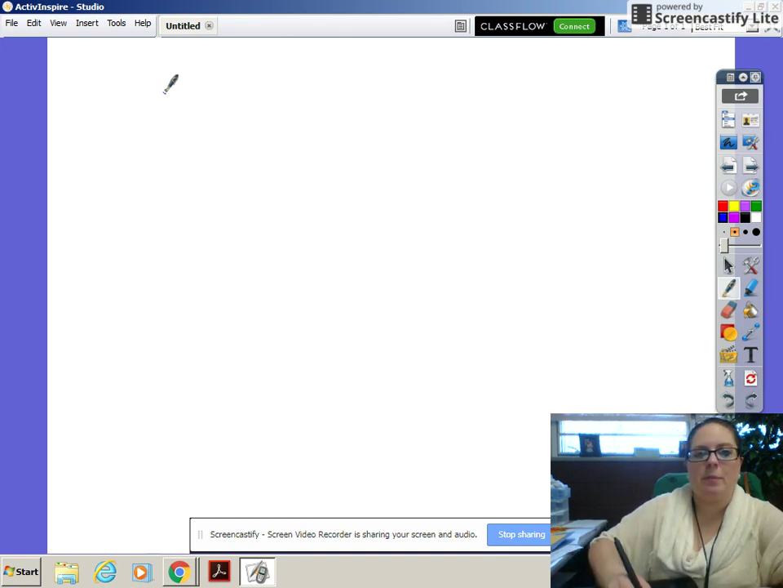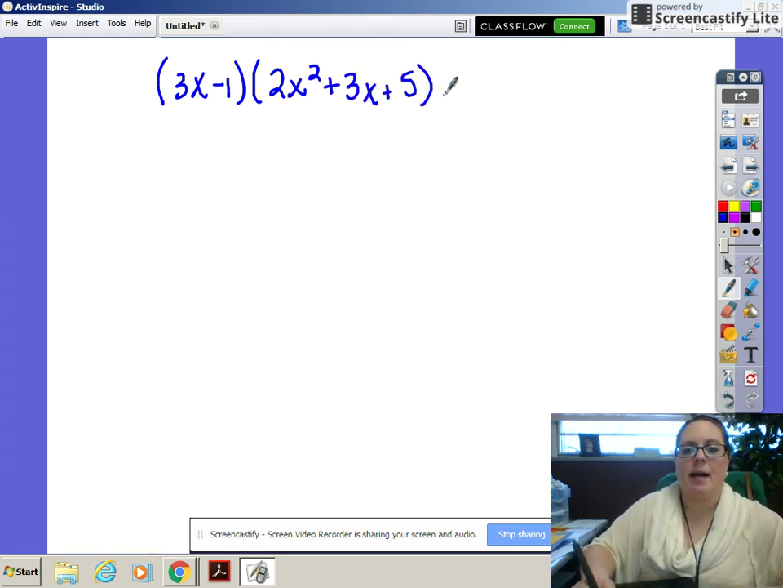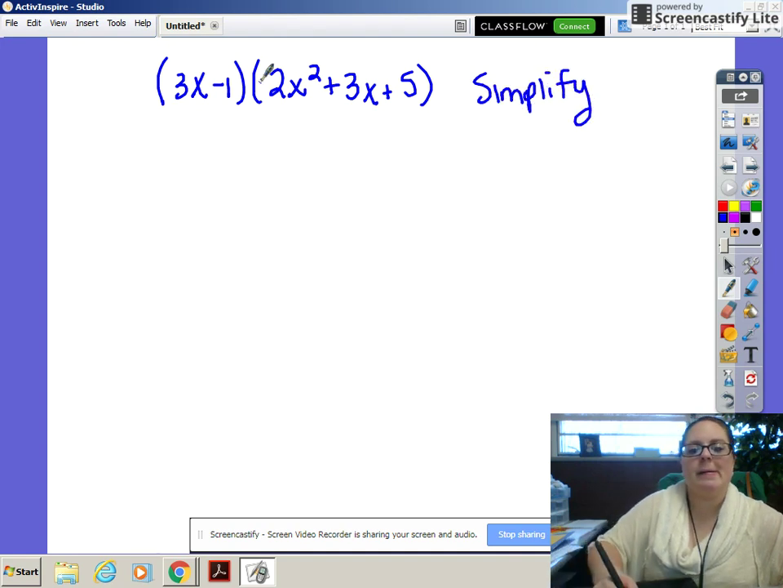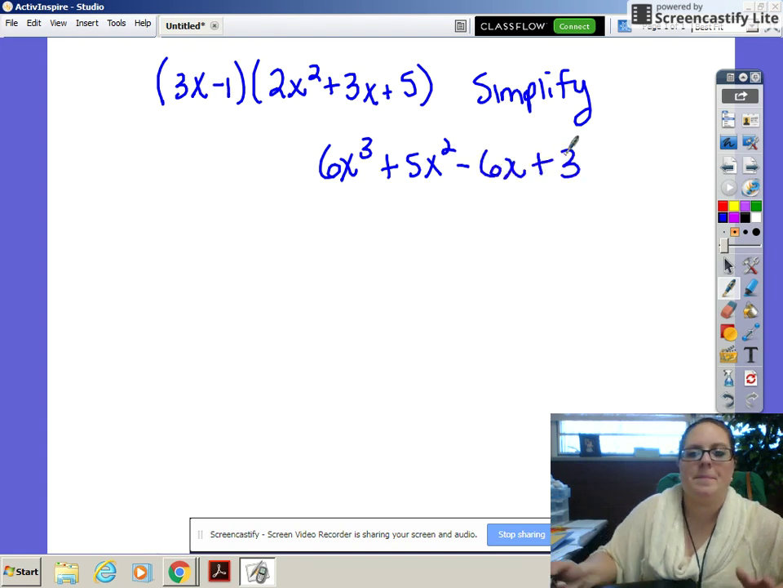Last chapter, we did problems that were like this, where we were given something to multiply out, like this binomial and this trinomial. And then we were asked to multiply that and simplify. And when we were done, we got something like an answer, and this is not the answer for this, but like 6x cubed plus 5x squared minus 6x plus 3. And so this was our answer last chapter.